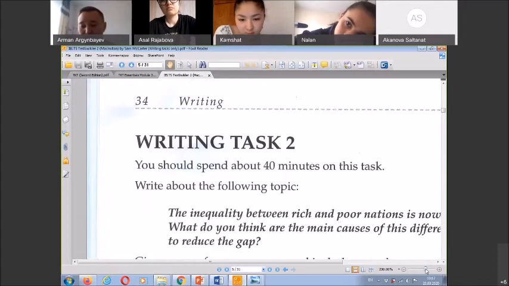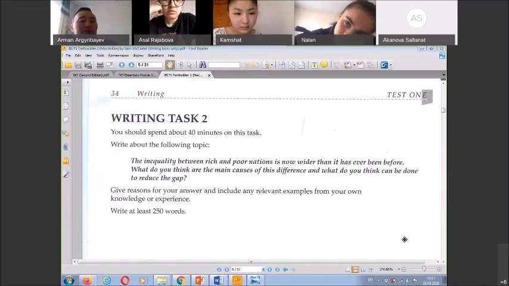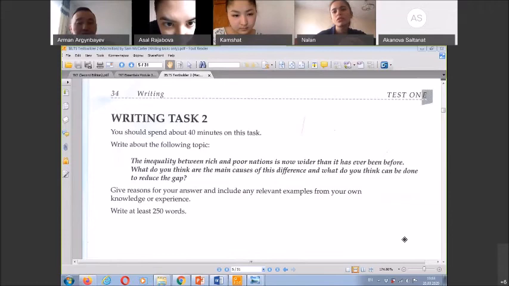Okay. So this is the essay. Write about the following topic. The inequality between rich and poor nations is now wider than it has ever been before. What do you think are the main causes of this difference? And what do you think can be done to reduce the gap? Give reasons for your answer and include any relevant examples from your own knowledge or experience. So we will practice it now.